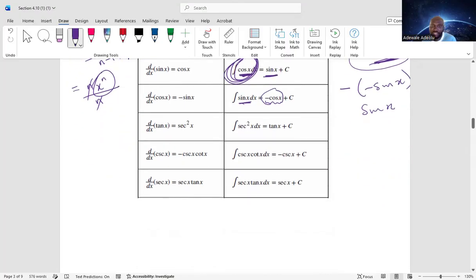So which means the integral of secant squared of x is tangent of x. Again, how do we know? If you take the derivative of tangent of x, it will surely give you secant squared of x, and so on and so forth. Okay.